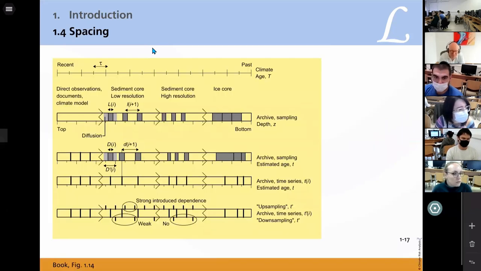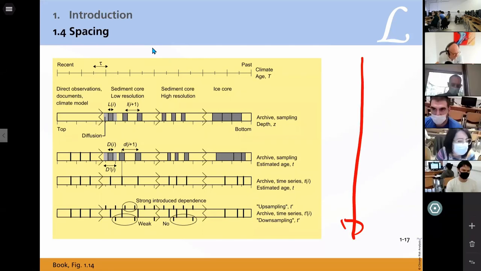So I have to take some time because figure 114 is full of information. We read that figure from the top to the bottom. The upper scale is a time scale or age. We look at climate. The left is recent and the right is the past. And here, this is a typical range of time over which climate memorizes. Maybe it's a week if you speak about weather, but it can also be years or kiloyears or so.